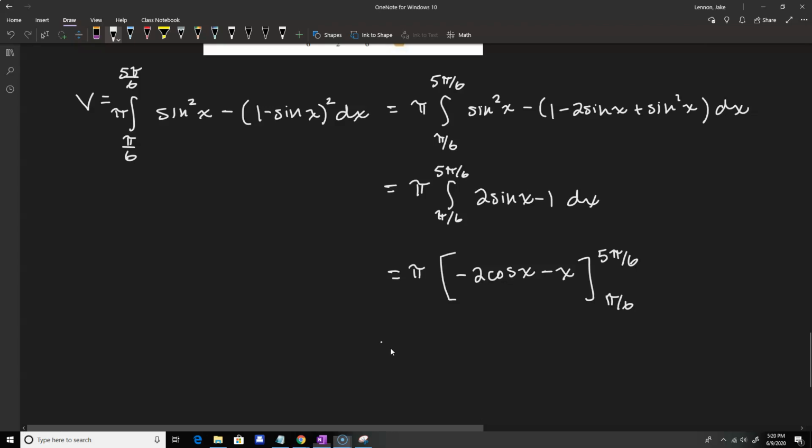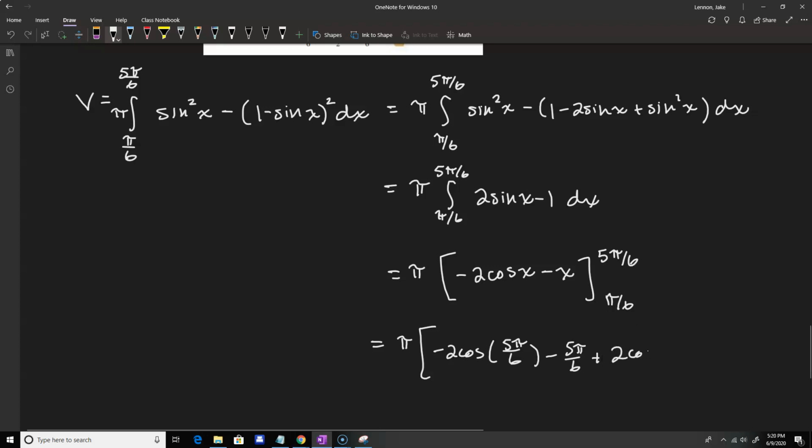Okay, so let's do the arithmetic. We're going to get pi times negative 2 cosine 5 pi over 6 minus 5 pi over 6. Then when you subtract, plugging in the pi over 6, distributing the negative is going to just make them both pluses. So we're going to get plus 2 cosine pi over 6 plus pi over 6. And let's see what this all comes out to.